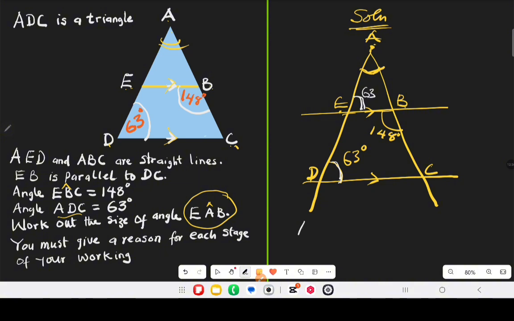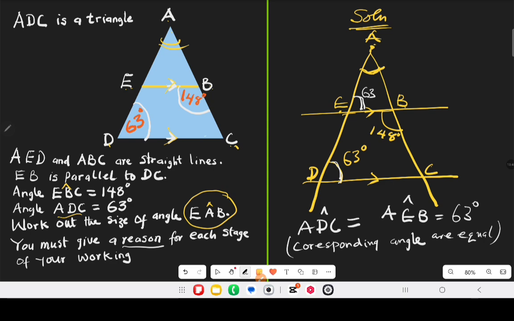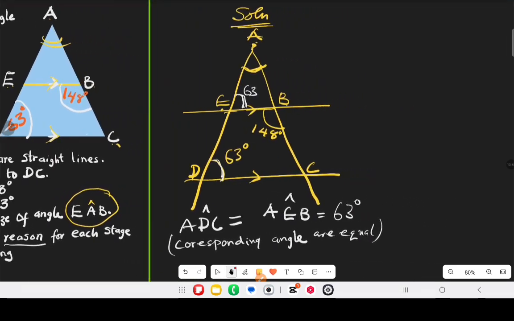Angle ADC is equal to angle AEB, which is equal to 63 degrees. The reason is that both of them are corresponding angle. Corresponding angles are equal. Then we continue.